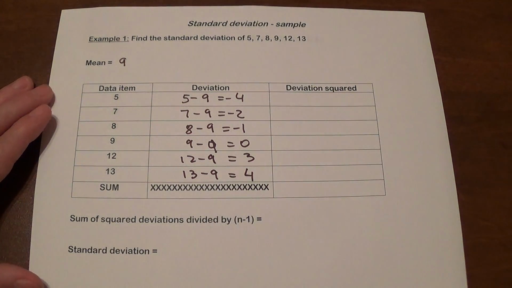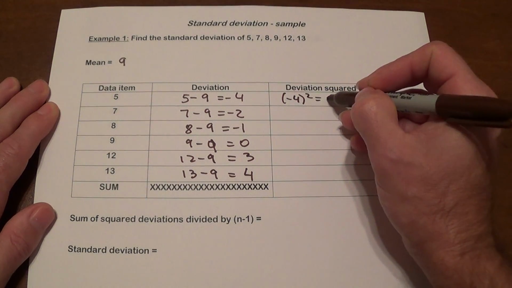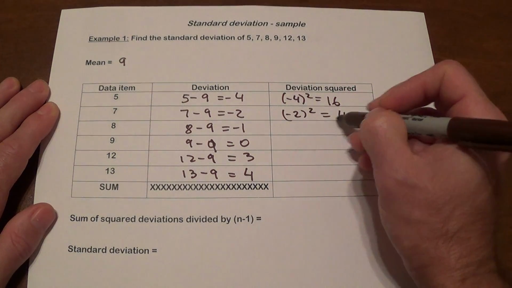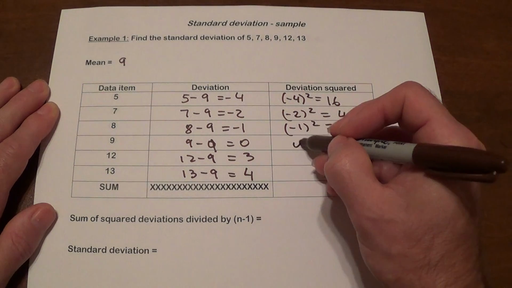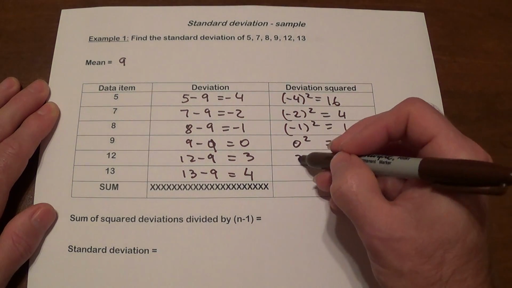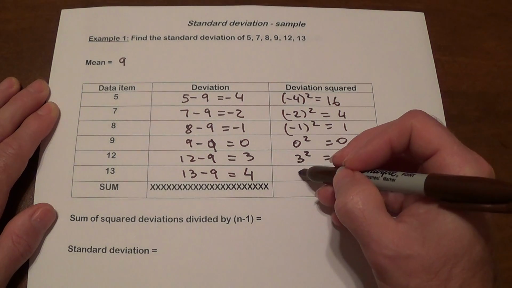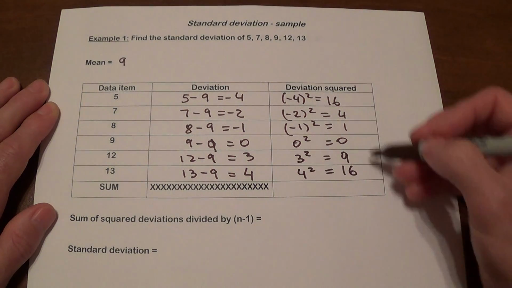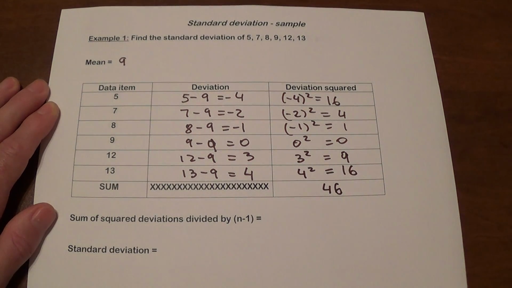So each one of these numbers will be squared. So negative 4 squared is 16. Negative 2 squared is 4. Negative 1 squared is 1. 0 squared is 0. 3 squared is 9. And 4 squared is 16. Adding all these together will give you 46. You can check the math.